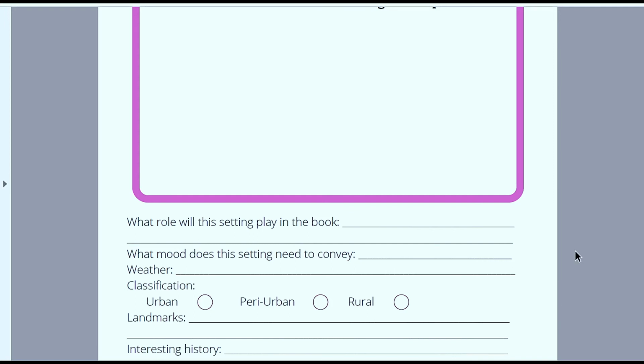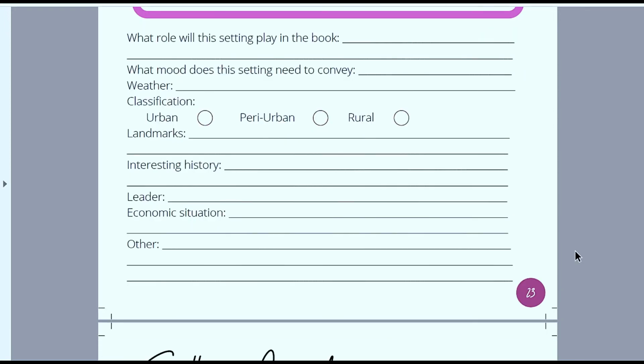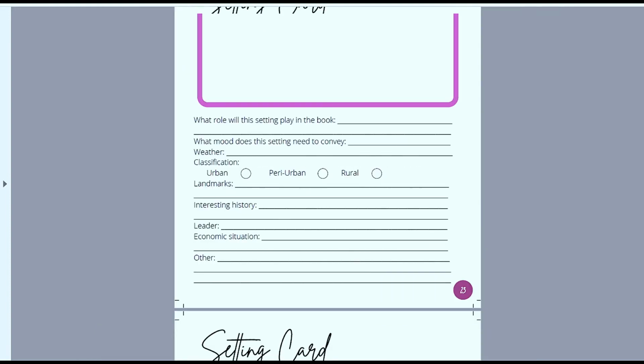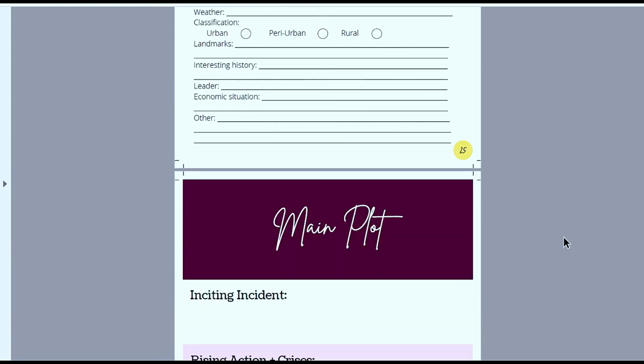Are there any distinguishing landmarks? Is there anything interesting in the history of that setting? Who's the leader? What's the economic situation? Is there a big class divide? Or are all the people in that setting relatively poor or relatively rich? And then whatever else you feel like you need to put in there. Alright, and then here you have just your second setting card, third setting card.